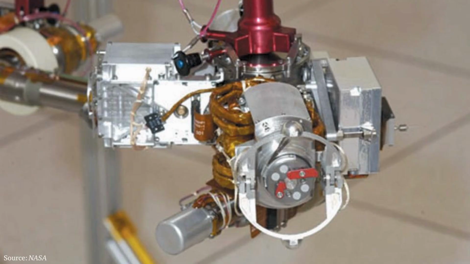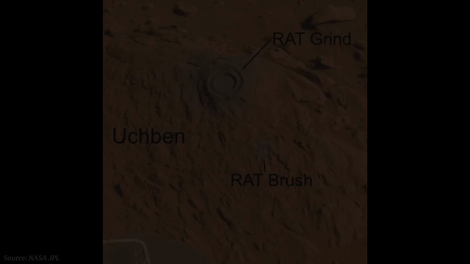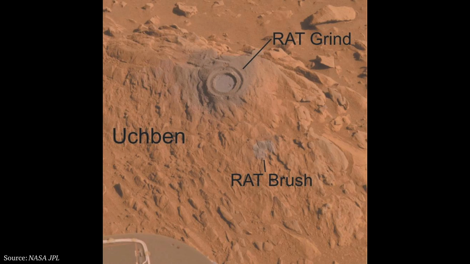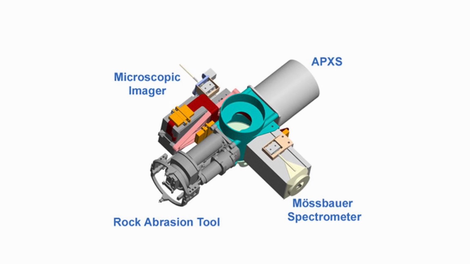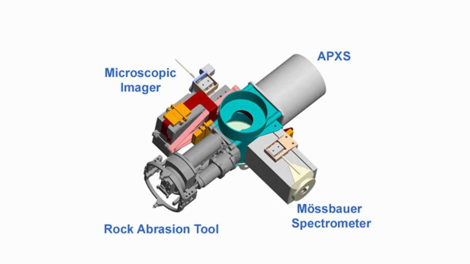The rock abrasion tool had a grinding wheel with 2 diamond teeth, which was pointed towards a surface of interest and then used to remove a thin layer from that surface. The brush wheel then removed remaining dust from the surface. The freshly grinded surface could then be analyzed using the instruments also mounted to the instrument deployment device.